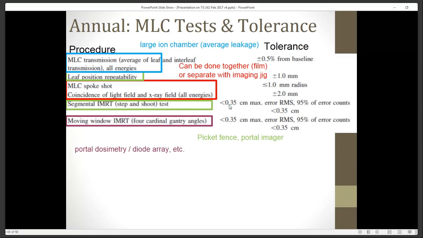Moving window IMRT, again, this can be done with the portal imager, which is very convenient if you're measuring it at different angles. And one thing to note here that I was actually surprised when I read through this carefully was the recommendation here to check light field and X-ray field for all energies for MLCs.